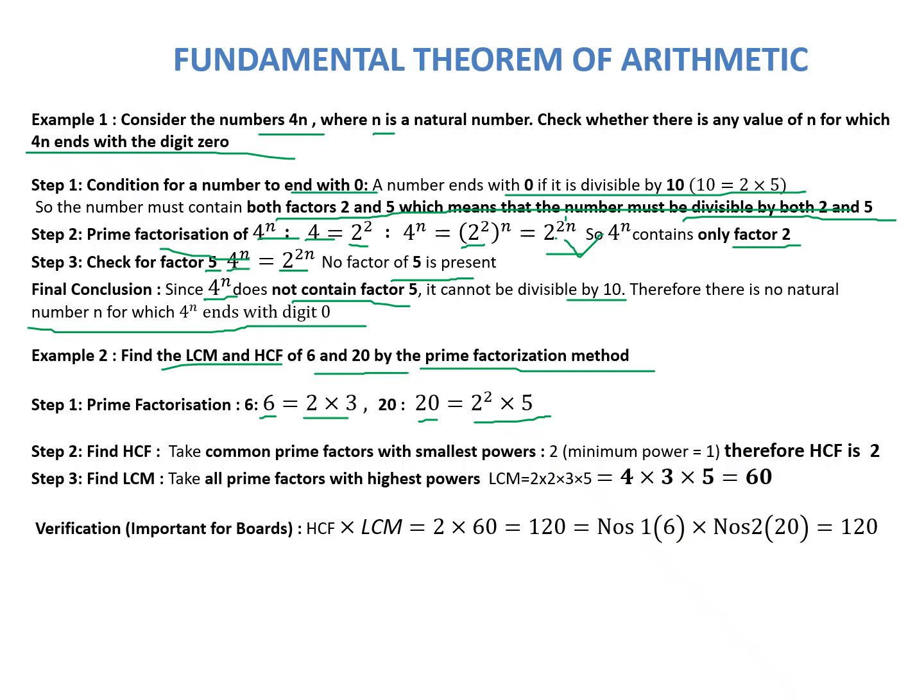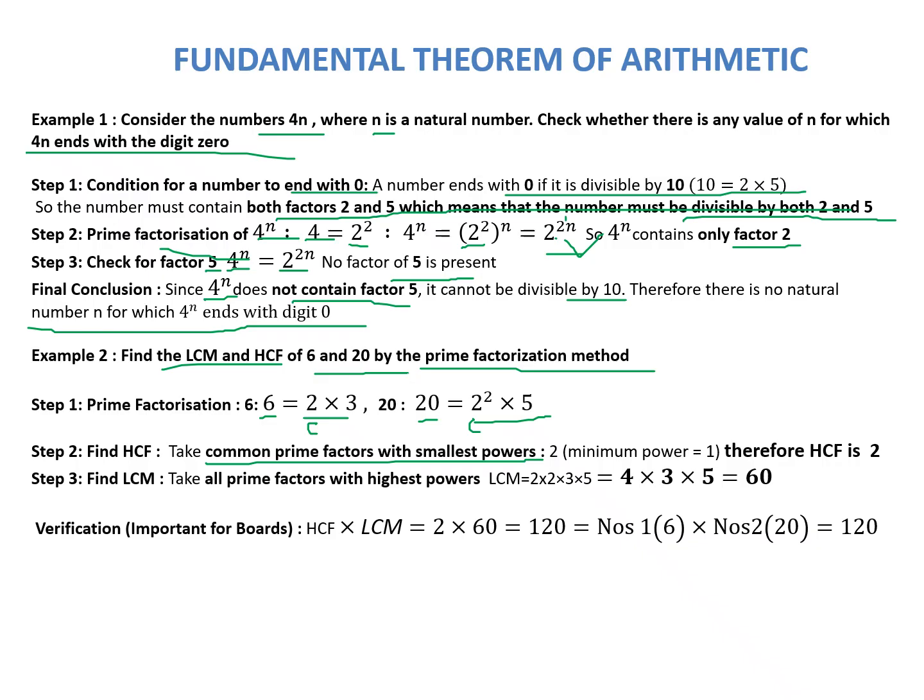So what we said, to find the HCF, what do we have to do? Common prime factor with the smallest power. This is the rule that we have to apply. Common prime factor with smallest power. So what is the common prime factor here? 2. This is common here. 2 square. This is the common.